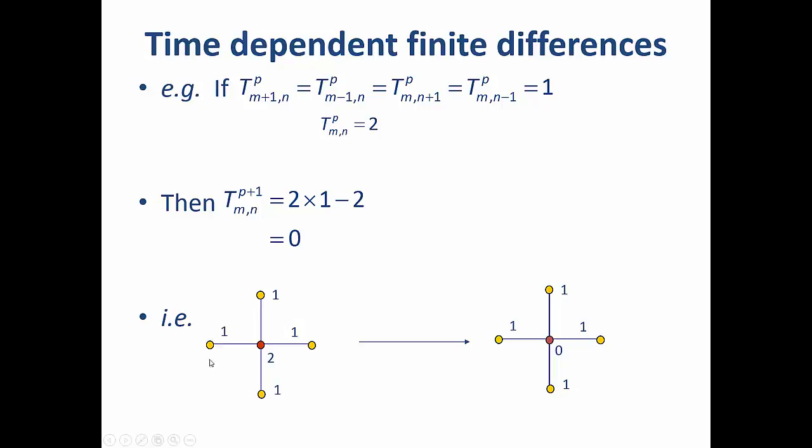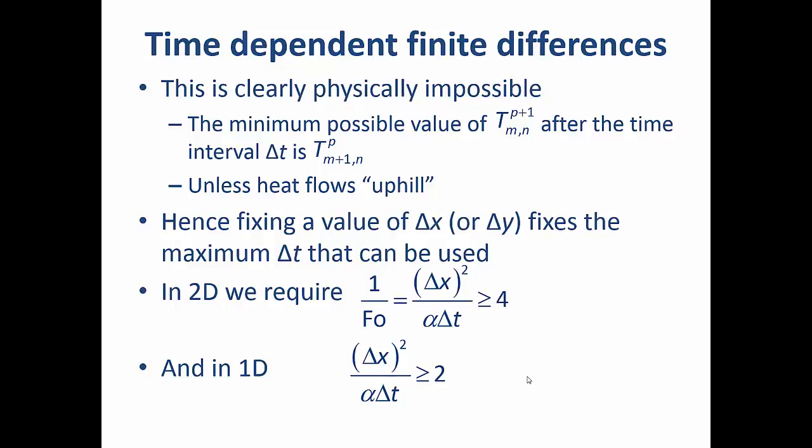So if we looked at the temperatures, what we would have is this is our initial situation, a higher temperature in the middle surrounded by 4 lower temperatures. These equations would then give us a result where we ended up with a lower temperature in the middle surrounded by a higher temperature. This is clearly physically impossible.